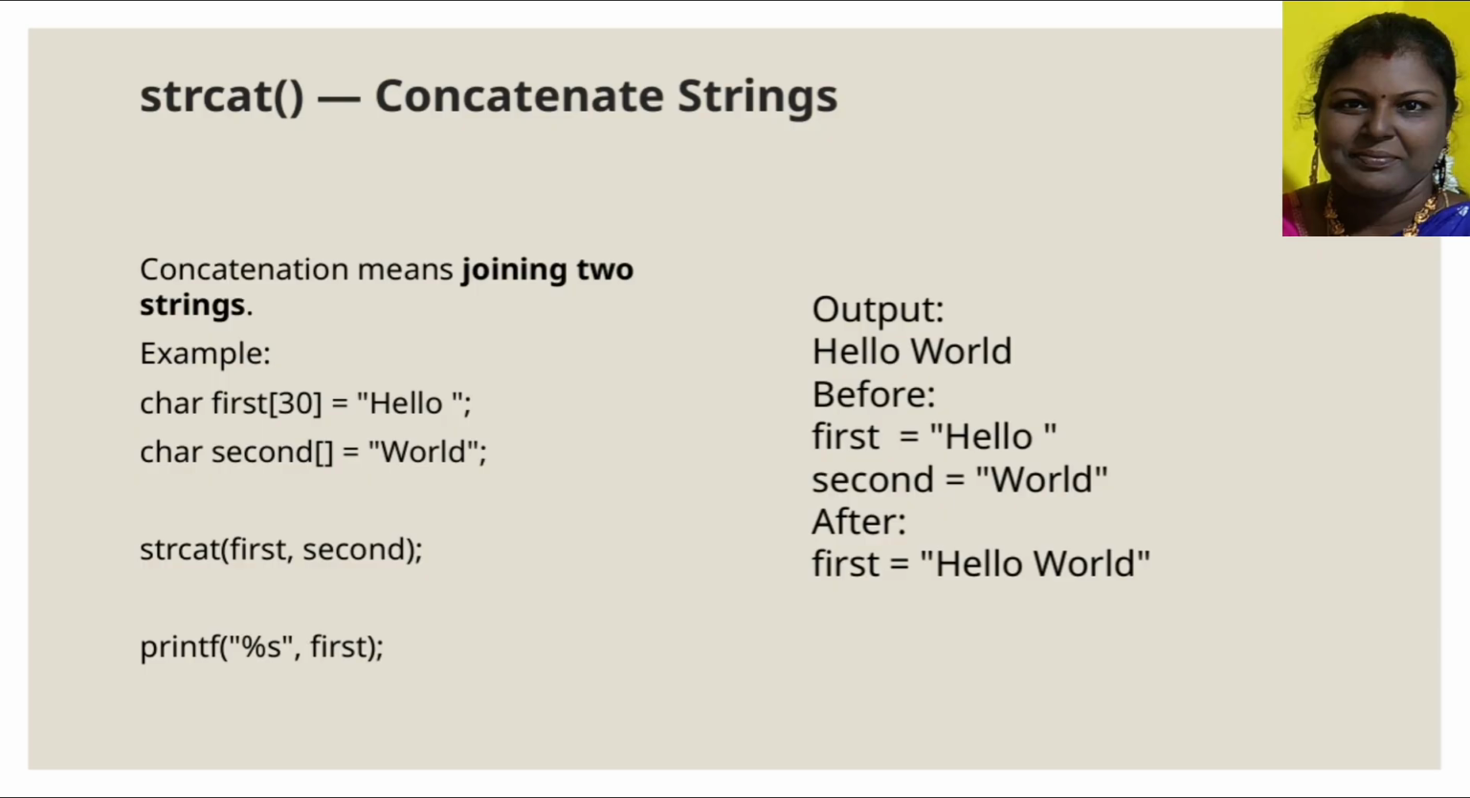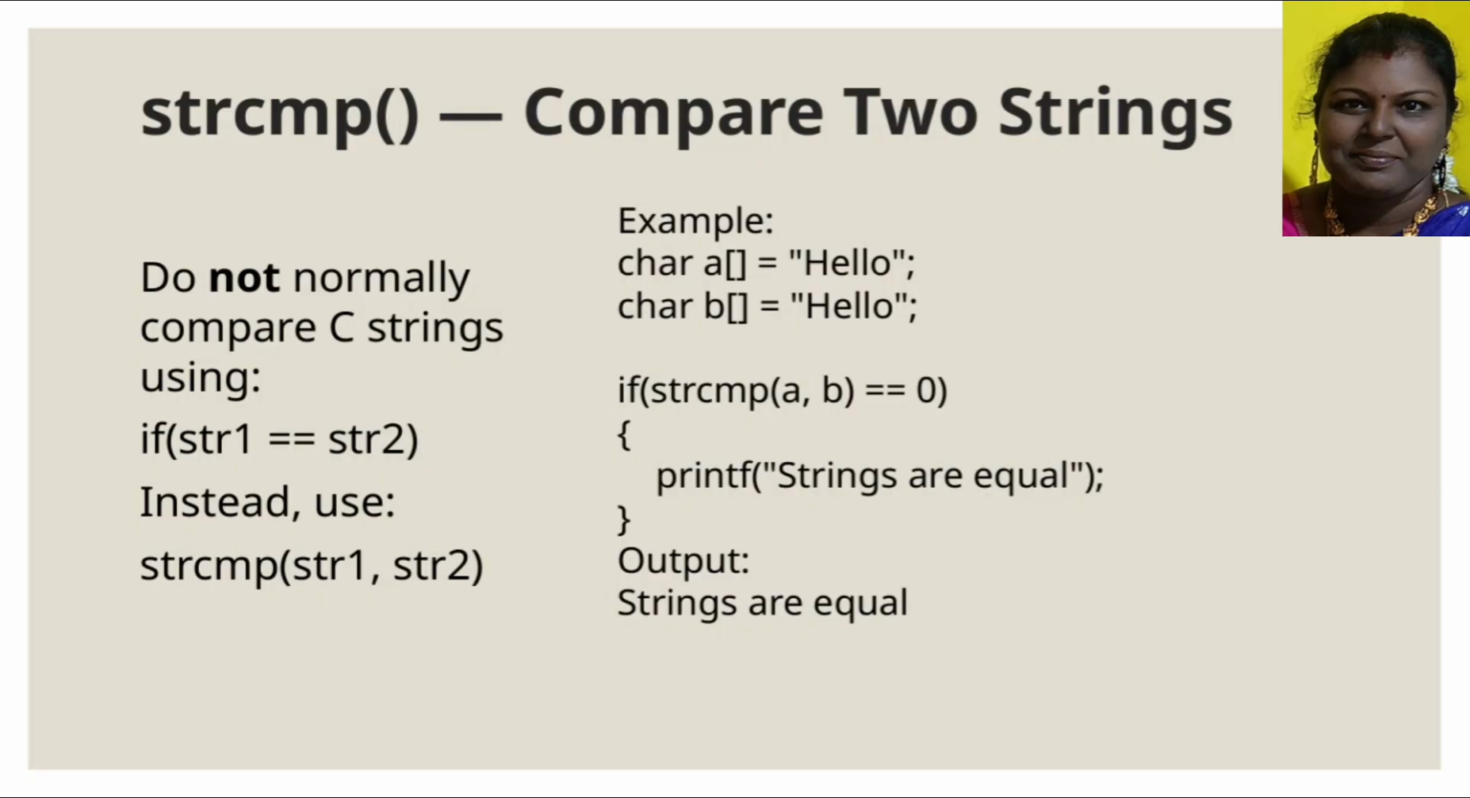When comparing strings in C, you can't just use the double equals sign. That only checks if the two pointers point to the same memory location, not if the strings themselves are equal. Instead, we use the function strcmp. It compares the actual characters in the strings. If the result is 0, it means the strings are identical. So here we see two arrays holding hello. Using strcmp confirms they match, and we print strings are equal. This is the proper way to compare strings in C.